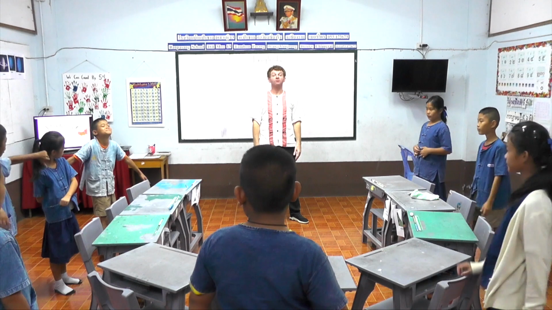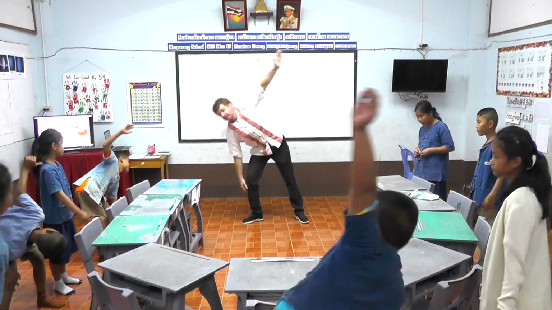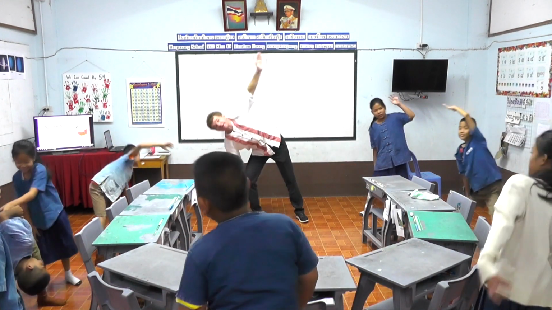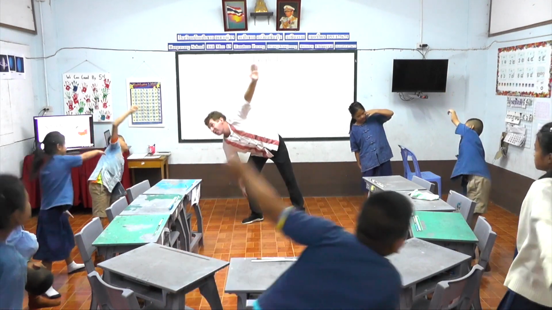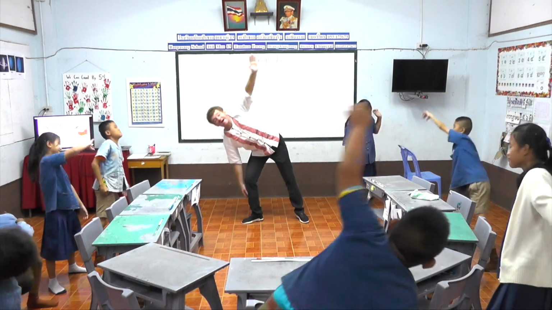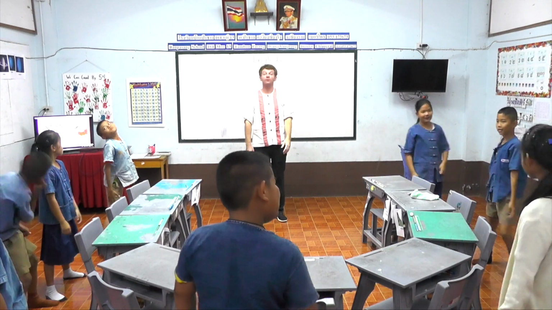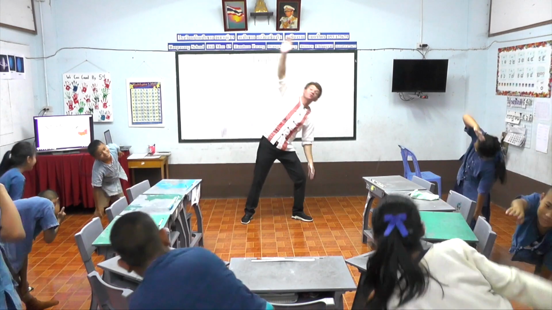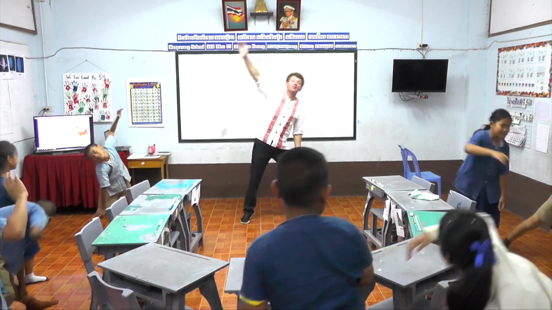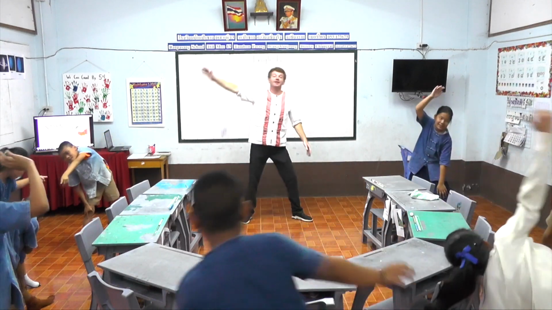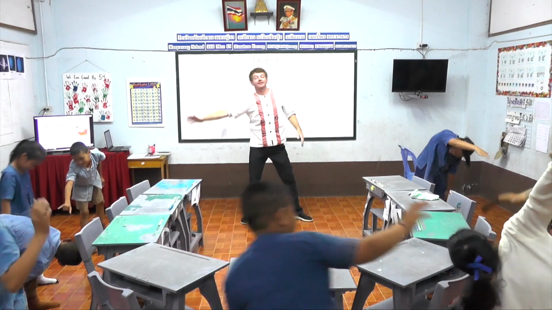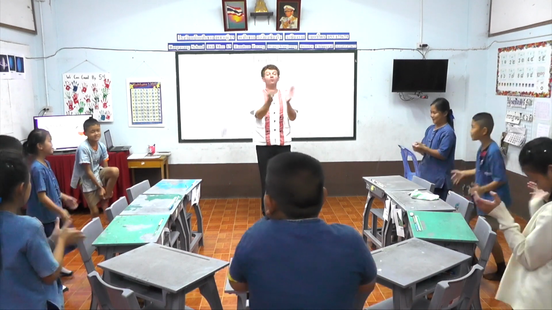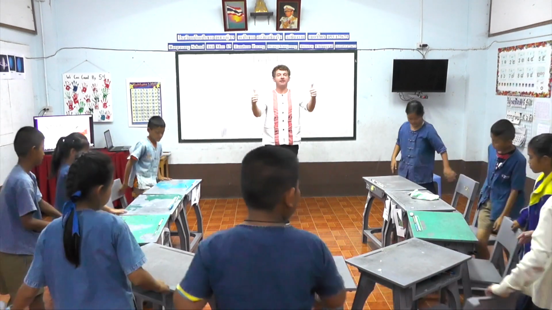Next, we'll do 5 stretches to our right. 1, 2, 3, 4, 5. Excellent, guys. Well done. And now we'll do 5 stretches to our left. 1, 2, 3, 4, 5. Brilliant. And to finish, we'll do 5 claps. 1, 2, 3, 4, 5. Excellent, guys. Have a seat.